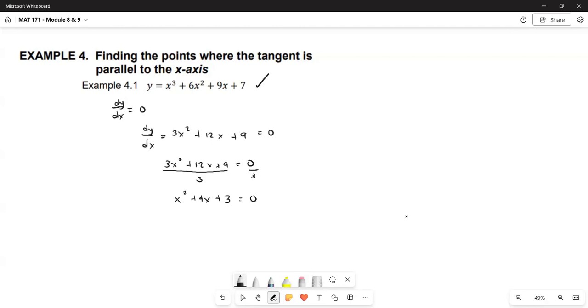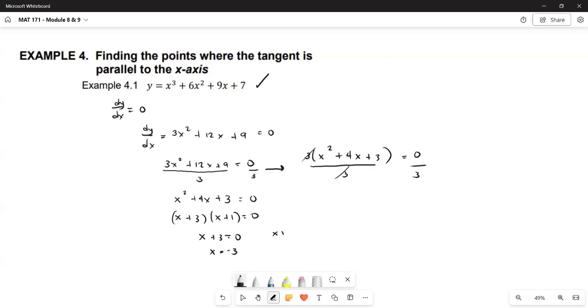So kung nalilito kung paano nangyari yun, pakita ko lang ng mabilis. 3, pinactor out natin yung 3, di ba? Plus 4x plus 3 is equal to 0. So divide both sides by 3. Ito cancel out. Magiging x squared plus 4x plus 3. Tapos yung 0, galing dito. Okay? So ngayon meron ka ng x squared plus 4x plus 3. Pwede natin i-factor out yan ng x plus 3 sa x plus 1. Therefore, yung x plus 3 natin equal to 0 is x is equal to negative 3 and x plus 1 is equal to 0. x is equal to negative 1.